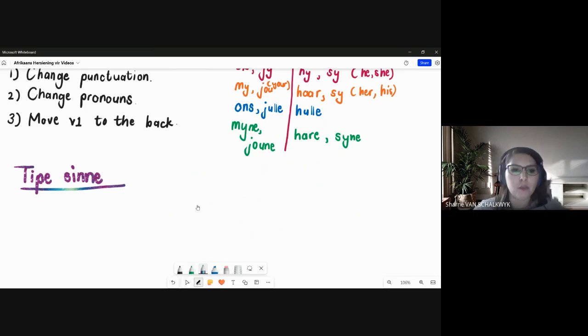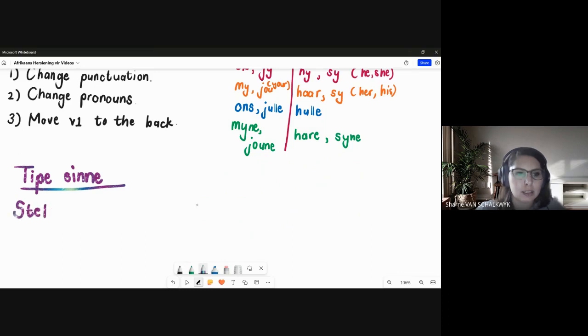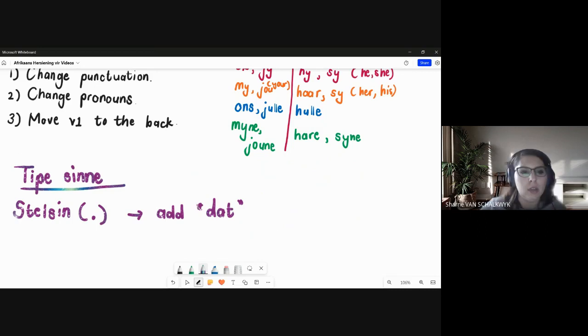So first you have your normal statement. A statement is in Afrikaans 'n stelsin. How do we know that this is just a normal sentence? It ends on a full stop. This is where, if you go from direct to indirect, you will add the group 3 conjunction dat. And that's why we number 3 here. That's why we move up 1 to the back.